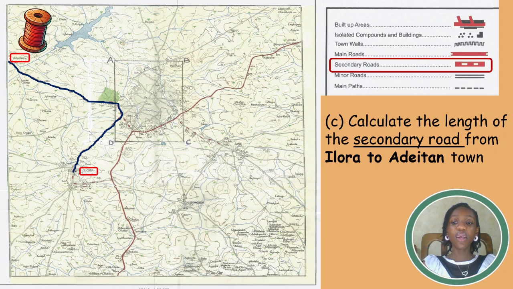On calculating the length of the road, I got 23 centimeters. That's when I placed the thread on the ruler from the point that I started from to the point where I marked where it stopped at Adaiton town. But that's not the answer. We need the actual ground distance. This is just how it is on the map, but we need to convert it to ground distance.